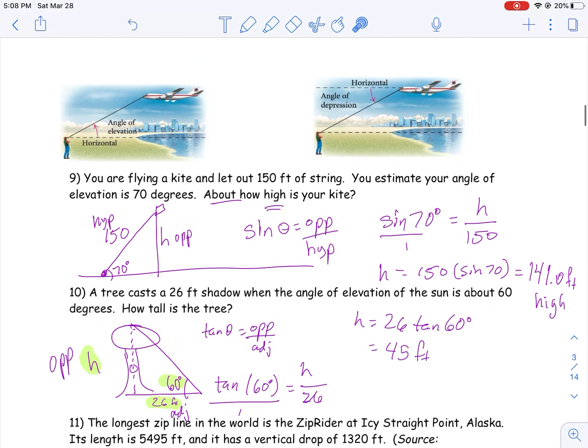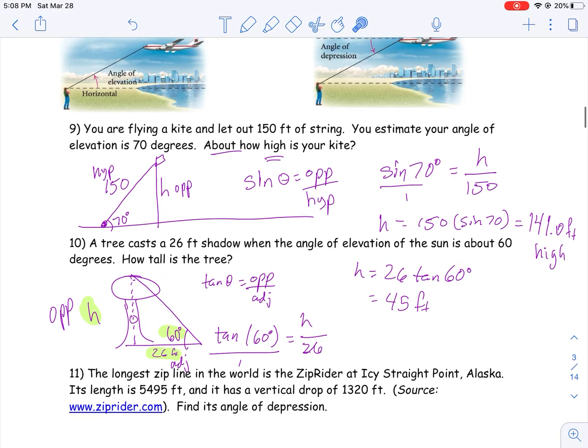So, quick review on this video. We've got angle of elevation from the horizon up. We've got angle of depression if you're the pilot from the horizon down. For the kite problem, we set up our picture with the angle of elevation, 150 is the string, and we use sine to set up the equation and solve. For the tree, we again have an angle of elevation, 60 degrees. The shadow's 26 feet. They want to know the height.